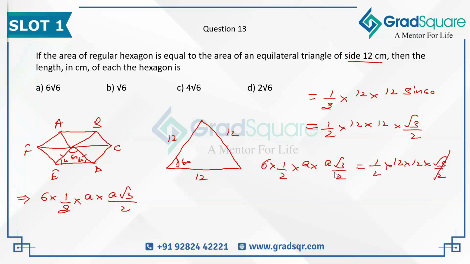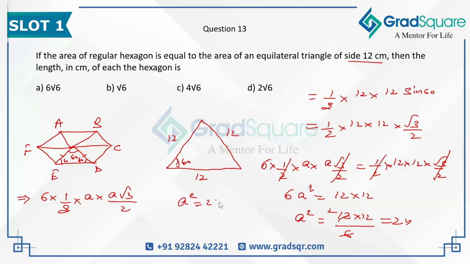Now root 3 by 2 will get cancelled out. Half will also get cancelled out. 6 times A square is what you are left with on the left hand side, and you are left with a 12 and a 12 over here, right? So A square would turn out to be 12 into 12 divided by 6. 6 2s are 12. You are looking at A square as 24. If A square is turning out to be 24, A will turn out to be 2 root 6. This will be the side of the hexagon. They're asking you each hexagon side is how much. So that's 2 root 6.